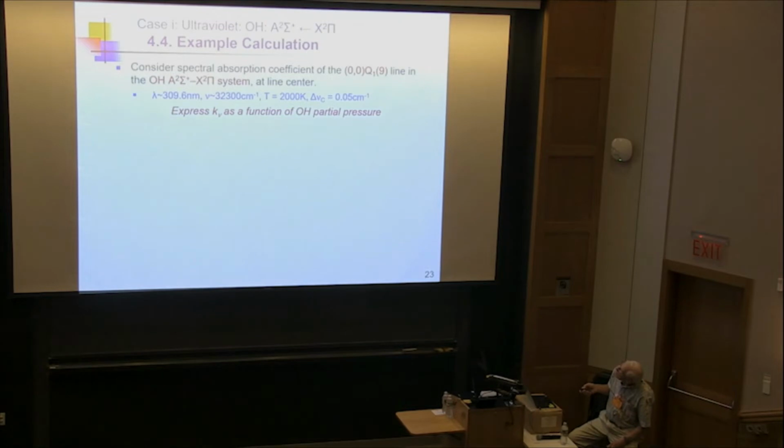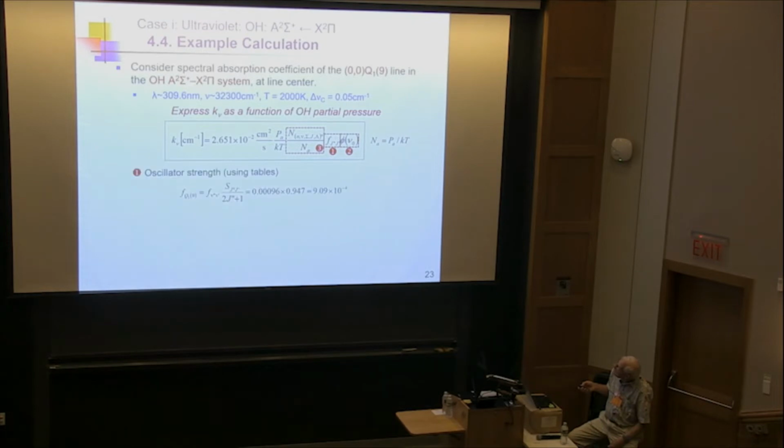So here's an example that I worked through at 2000 Kelvin. I picked a transition that's the center. Okay, here's the Q1 line. I'm recognizing the Q1 line is probably the strongest line in the 0, 0 band. I can calculate K. All the work goes into these 3 pieces right here. The line shape is 2. You know how to do that. The work goes into 1 and 3. I look up the oscillator strength in a table, and the Hönl-London factor, and do the line shapes.